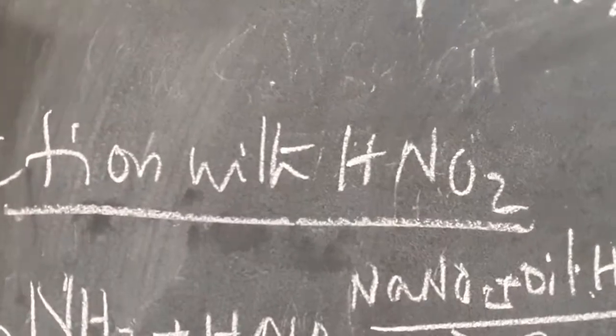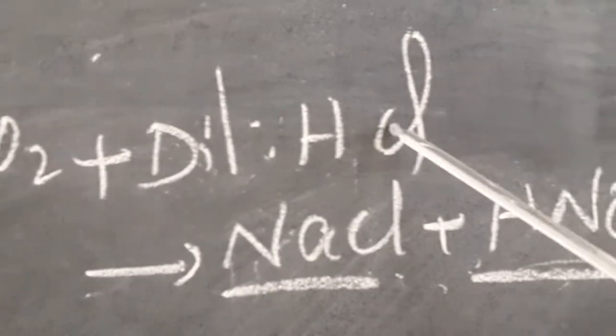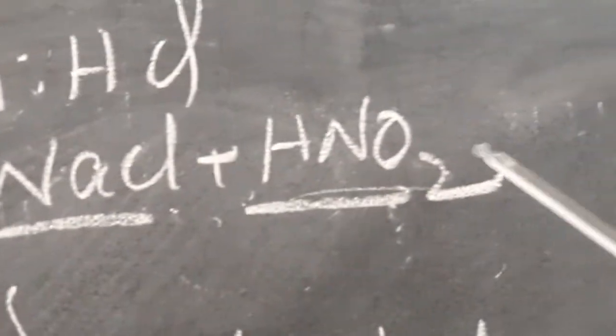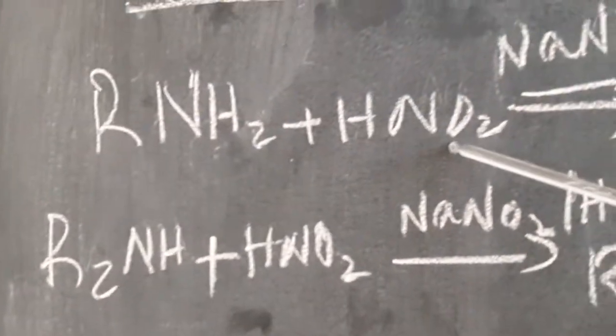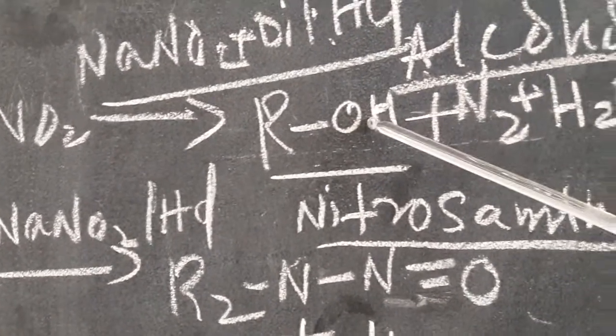I told you already. A reaction with HNO2, you are not adding like that HNO2, you are adding sodium nitrite and HCl. Reaction will be happening and sodium chloride and HNO2 will be formed. So you take the primary amine and HNO2, and primary alcohol is formed. So primary amine will give primary alcohol.